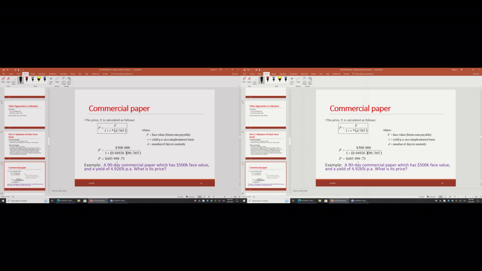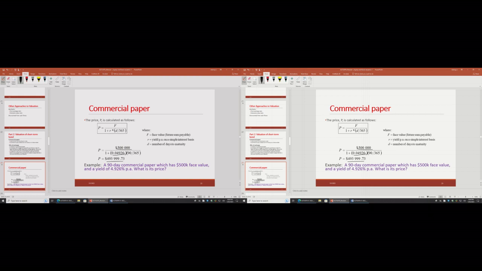You only receive one single cash flow for the short-term security. So you pay this much by expecting to receive $500,000 90 days later. And for that 90-day investment, your annualized return will be 4.926%. This is an annualized return.